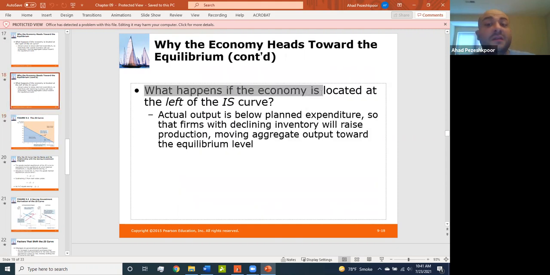What happens if the economy is located at the left side? If you're on the left side of the IS curve, it means actual output is below planned expenditure, so that firms with declining inventory will raise their production. When you're on the left side, it will be the opposite. It means that you're expecting a lot more customers because of all those reasons we talked about.